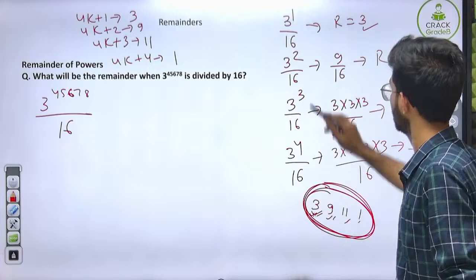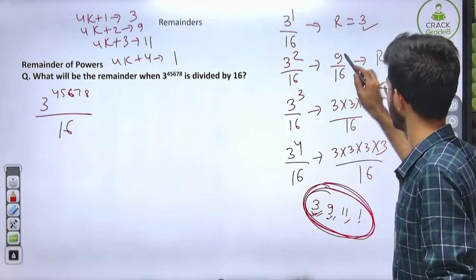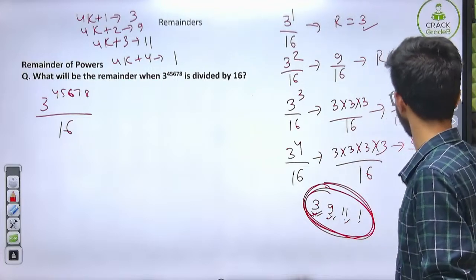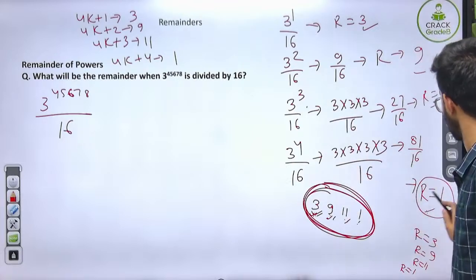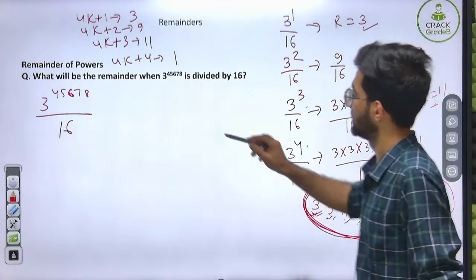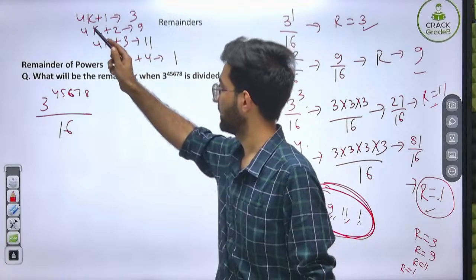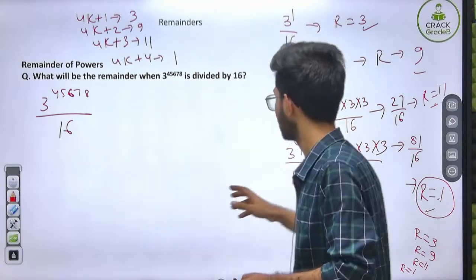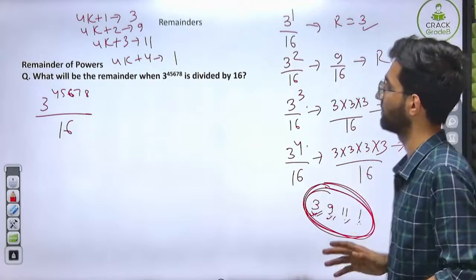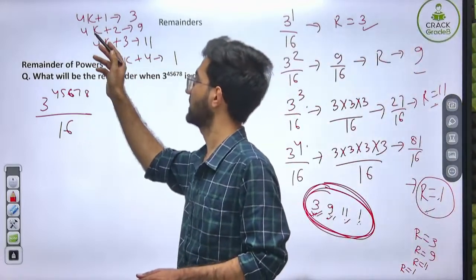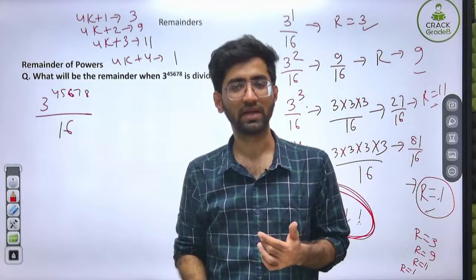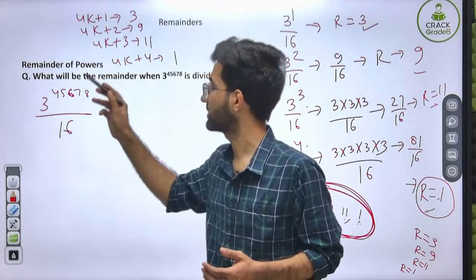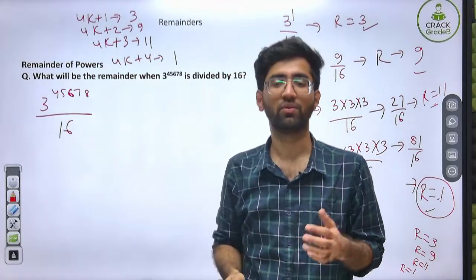See, 1, 2, 3, 4. This is the remainder when the power is 1. This is the remainder when the power is 2. This is the remainder when the power is 3. This is the remainder when the power is 4. Why have we written it in the form of 4k? The reason is simple, that remainders have started to repeat itself after 4th power. That's why we have written 4k, and we have 4k plus 1, 4k plus 2, 4k plus 3, then 4k plus 4.